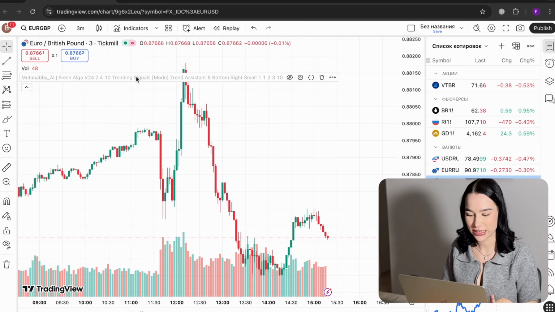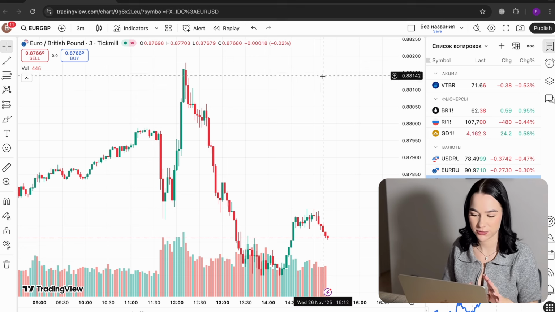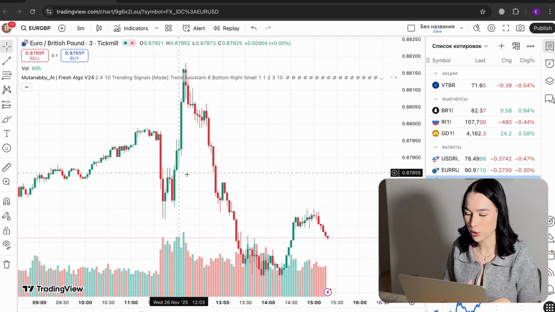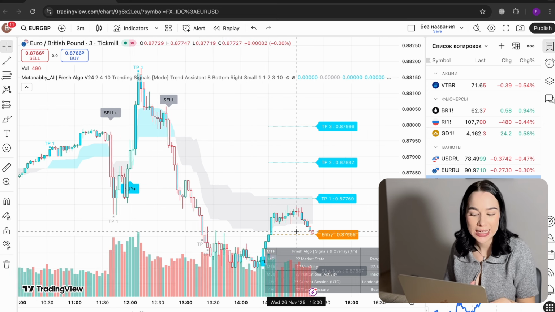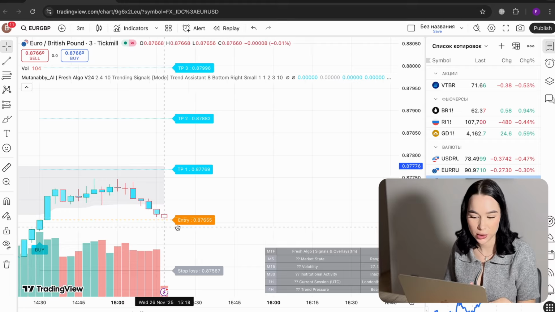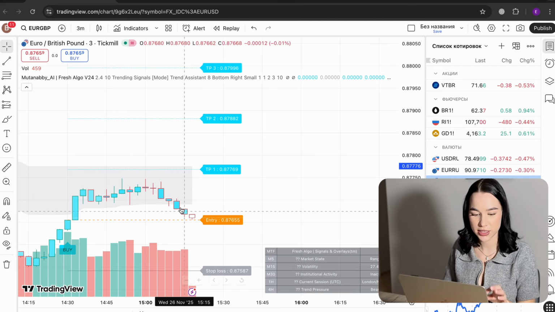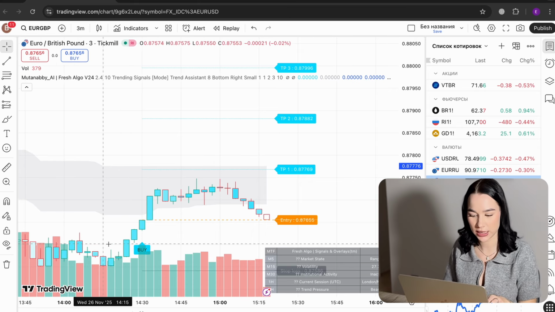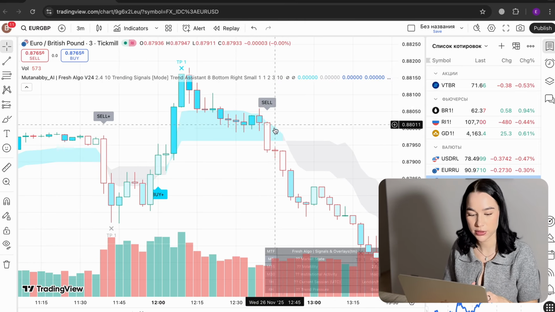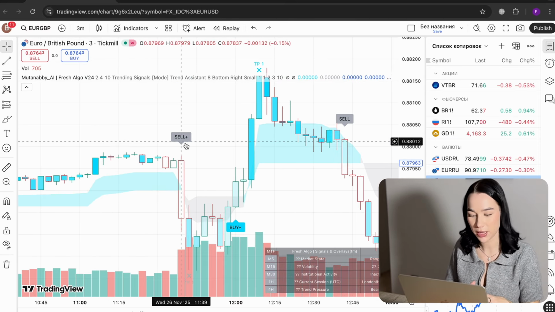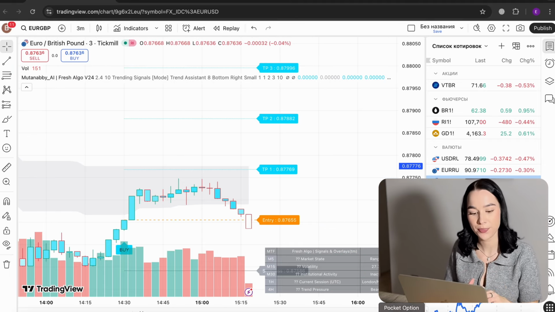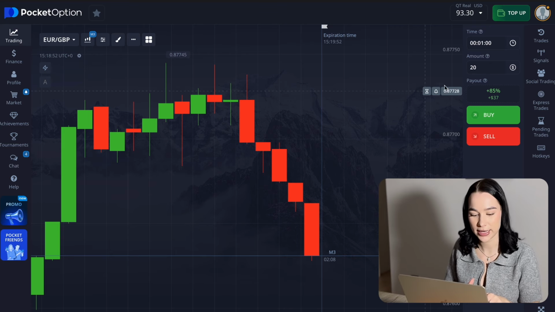Okay, about this indicator, I think I'm going to tell you later, because for this situation it's not working yet, since there are no strong levels. So let's check out this one: Mutana by AI. Okay, FreshAlgo V24, that's what it's called. This indicator provides trend direction zones as clouds, as you can see in the gray color on the chart. Also buy and sell labels like Buy Plus and Sell Plus, take profit levels TP1, TP2 and more, entry suggestion, market state and more.